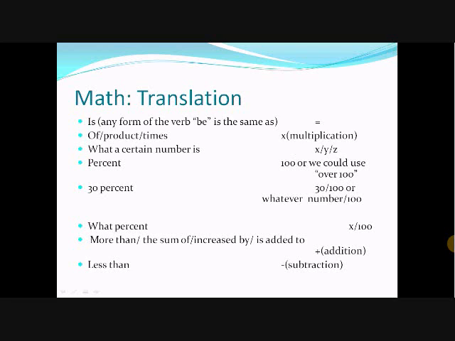If you see percent, you know you'll use 100 in some way, or you could use over 100. For example, 30%, that's 30 over 100, or whatever number they say over 100. What percent? That's combining what a certain number is, and you want to use a variable over 100. So you'll get x over 100. If you have more than, the sum of, increased by, or added to, that signifies addition or a plus sign, and less than means subtraction. And if you already know this, great.